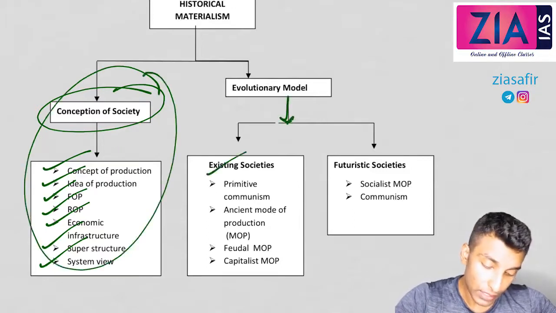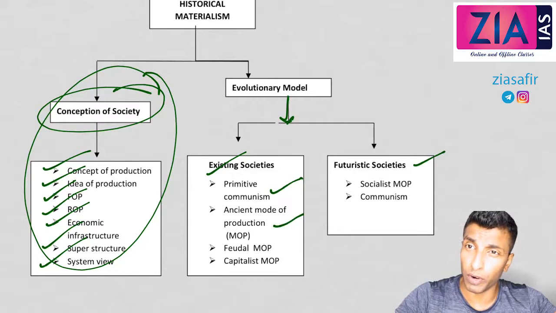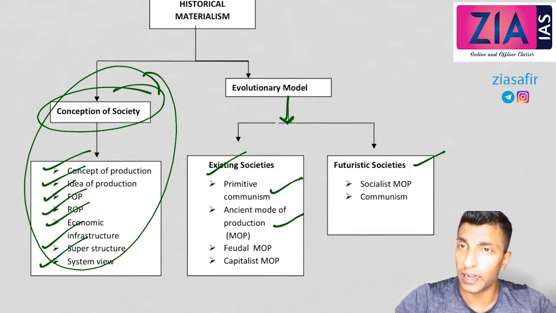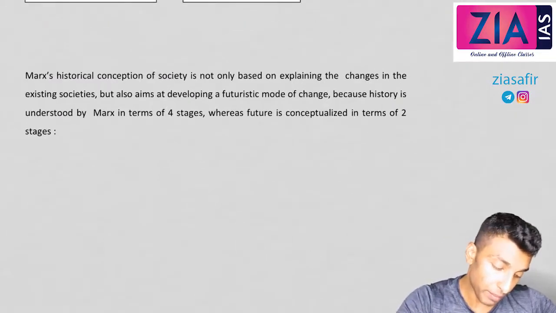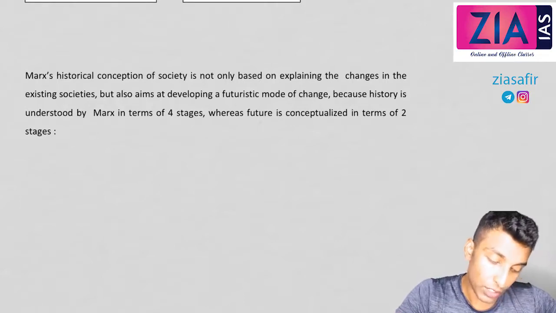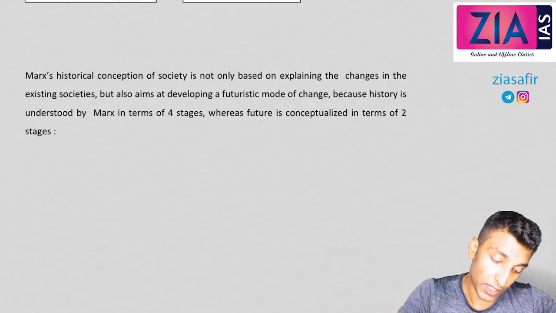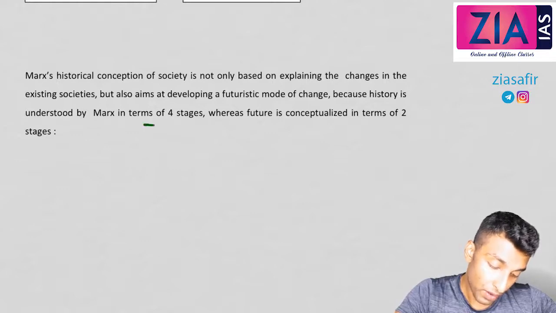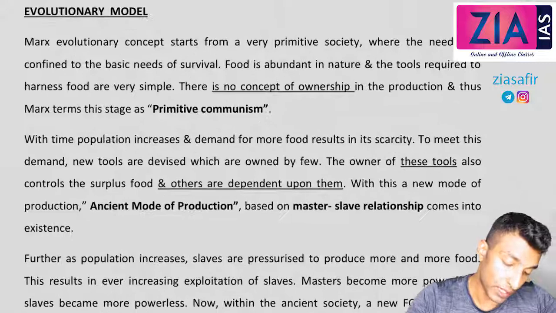Evolutionary model: if you see, existing societies and futuristic societies. Existing society has 4 stages: primitive communism, ancient mode of production, feudal mode of production, capitalist mode of production. Futuristic, again in 2 stages: socialist mode of production and communist mode of production. So Marx's theory of historical materialism is not only based on explaining the changes in the existing society, but also aims at developing a futuristic mode of production. Marx understood this in terms of 4 stages, whereas the future is conceptualized in terms of 2 stages. Okay, so existing society 4 stages and future 2 stages.